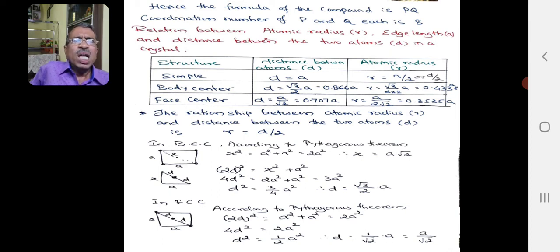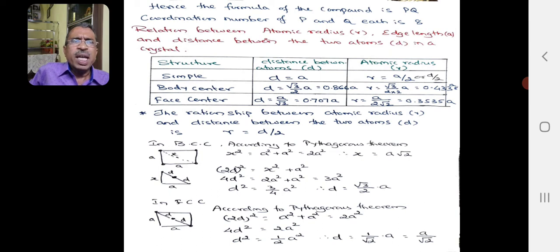Now, I have shown how we got the equation for the distance in the case of the body-centered cubic. Apply the Pythagoras theorem for a square. The edge lengths are a and a. Therefore, the diagonal is x. Therefore, x square is equal to a square plus a square, equal to 2a square. Therefore, x is equal to a into root 2.